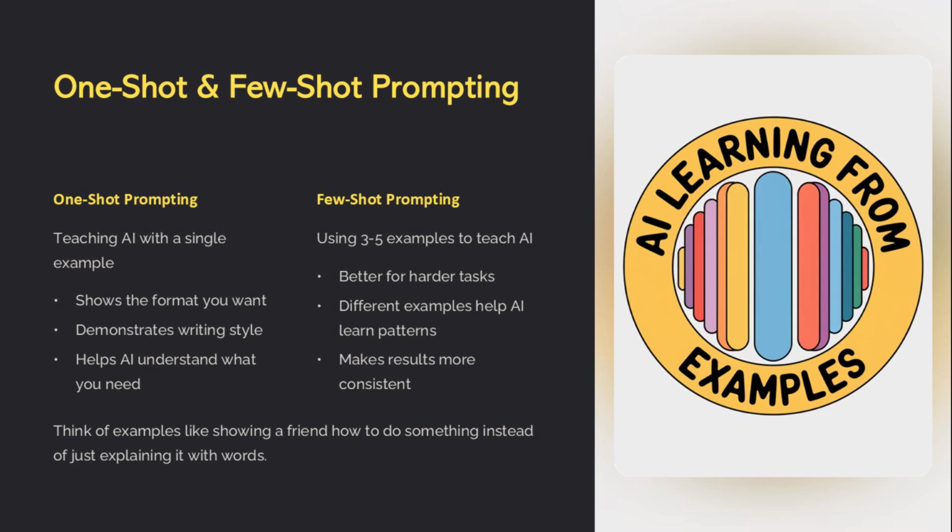Building on zero-shot prompting, examples dramatically improve AI results. One-shot prompting provides a single template, ideal for straightforward tasks like product descriptions or translations. It efficiently communicates expectations through demonstration rather than explanation. Few-shot prompting uses 3 to 5 diverse examples to teach pattern recognition across different scenarios. Perfect for complex or nuanced tasks requiring consistency. Include examples that cover your expected output variations.